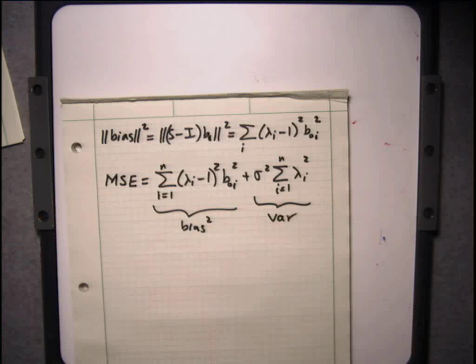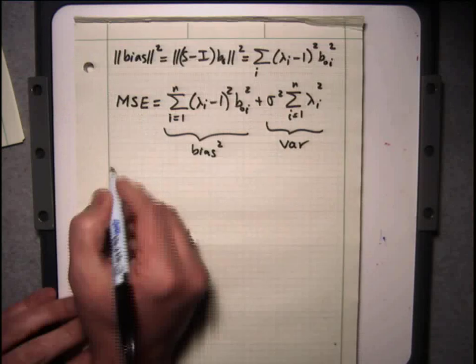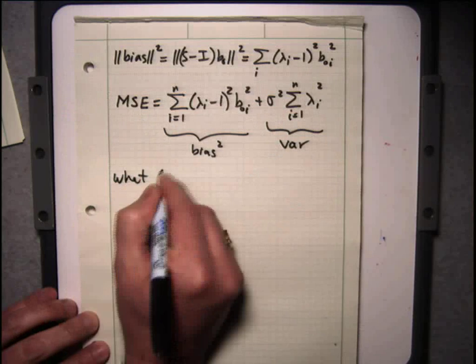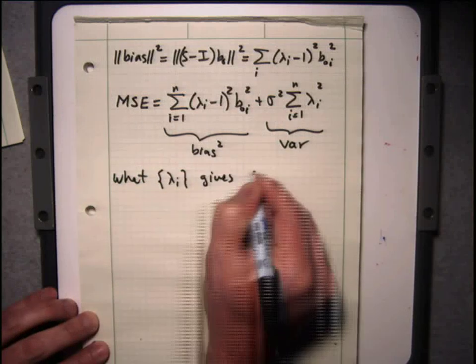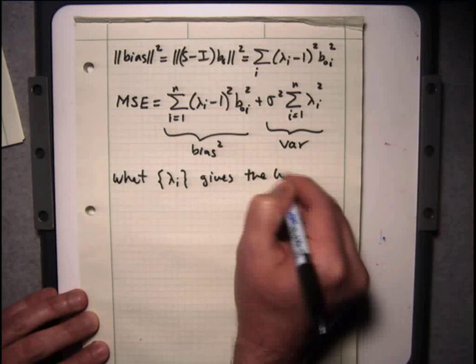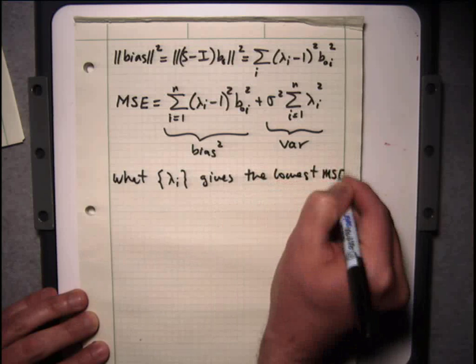Okay. So looking at this, one very natural and obvious question that comes to mind is, if I look at this equation, what would be the best eigenvalues for W in order for this mean squared error to be as small as possible? It's a perfectly reasonable question to ask. So let's ask it. How should lambda_i be chosen? What sequence of lambda_i's gives the lowest mean squared error?